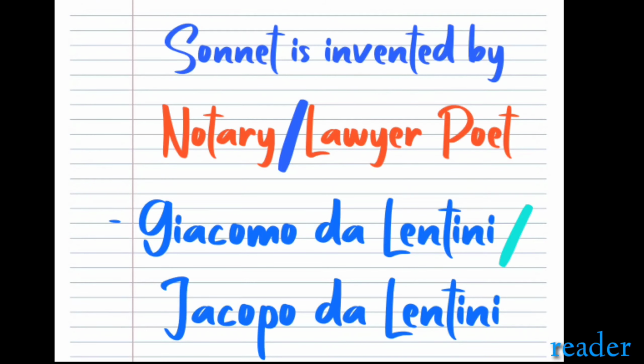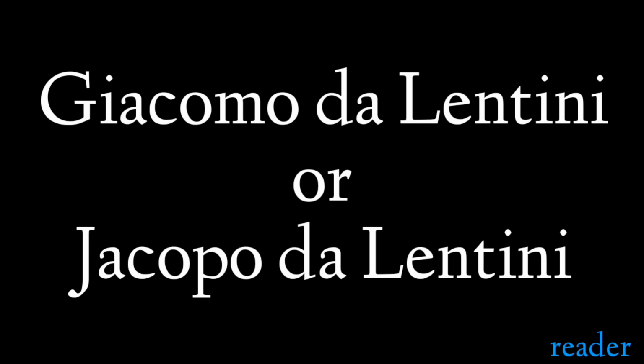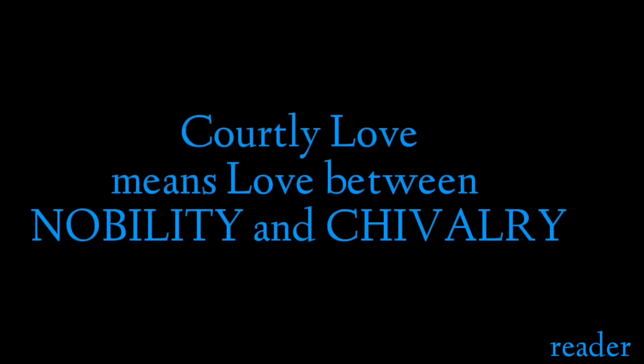In Frederick II's court, there was a notary or lawyer poet whose name is Giacomo da Lentini, in another form Jacopo da Lentini. In a way, Lentini is credited with the invention of the sonnet. Lentini used sonnets to record or present the courtly love of nobility or chivalry.